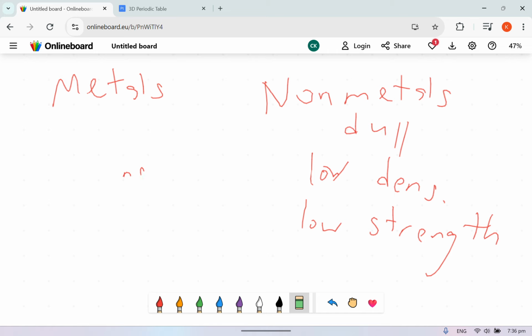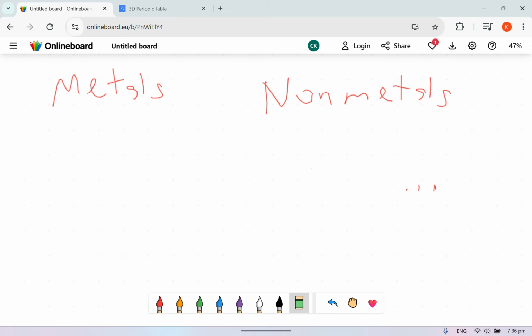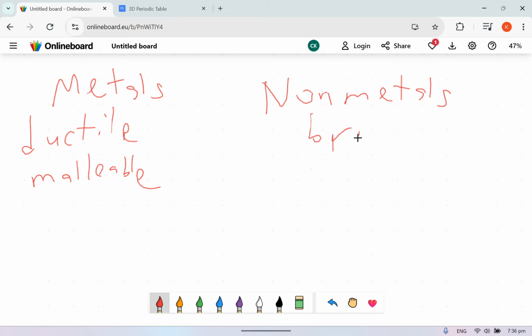Okay, now I'm going to give you the next set of differences. Metals are ductile and malleable. But non-metals are brittle and solid. Okay? There's another set of differences that you guys know.